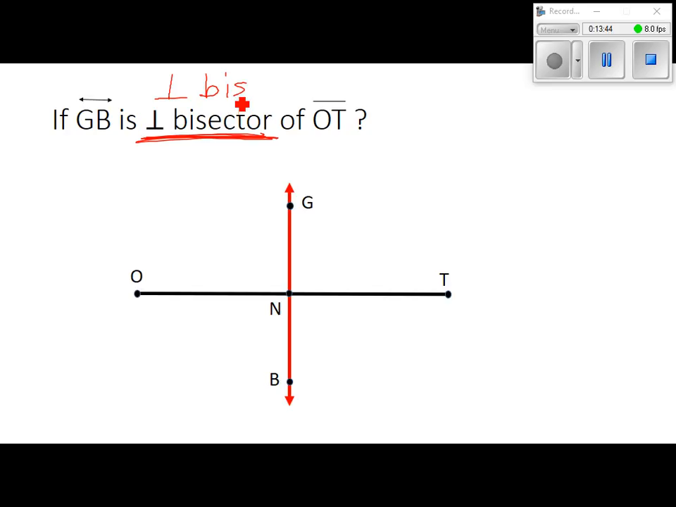So, if it's the perpendicular bisector, what do we know? Let's mark some things in that picture that we know. Segment ON, and then segment NT. Does everybody agree with that? Those two segments have to be congruent. What else do we know? Right angles. What's a right angle? Angle GNT is a right angle.